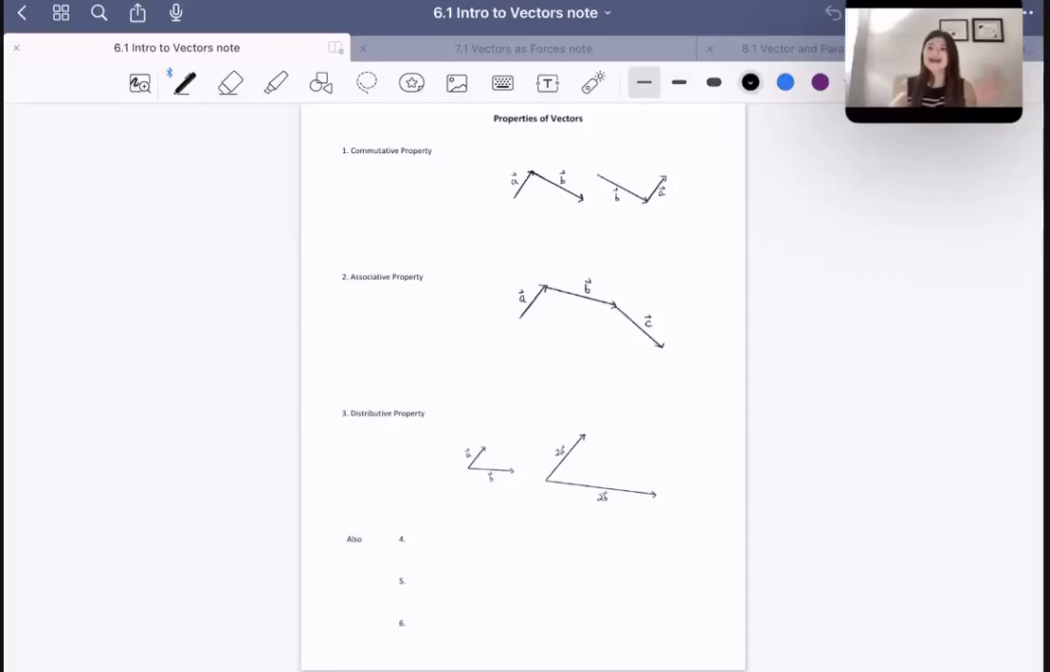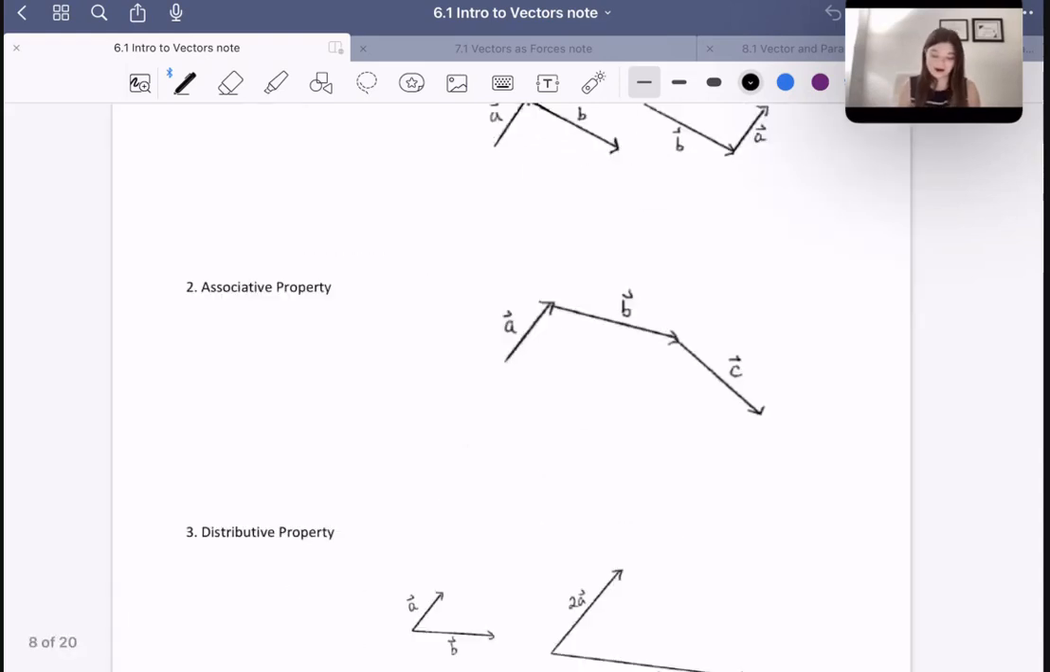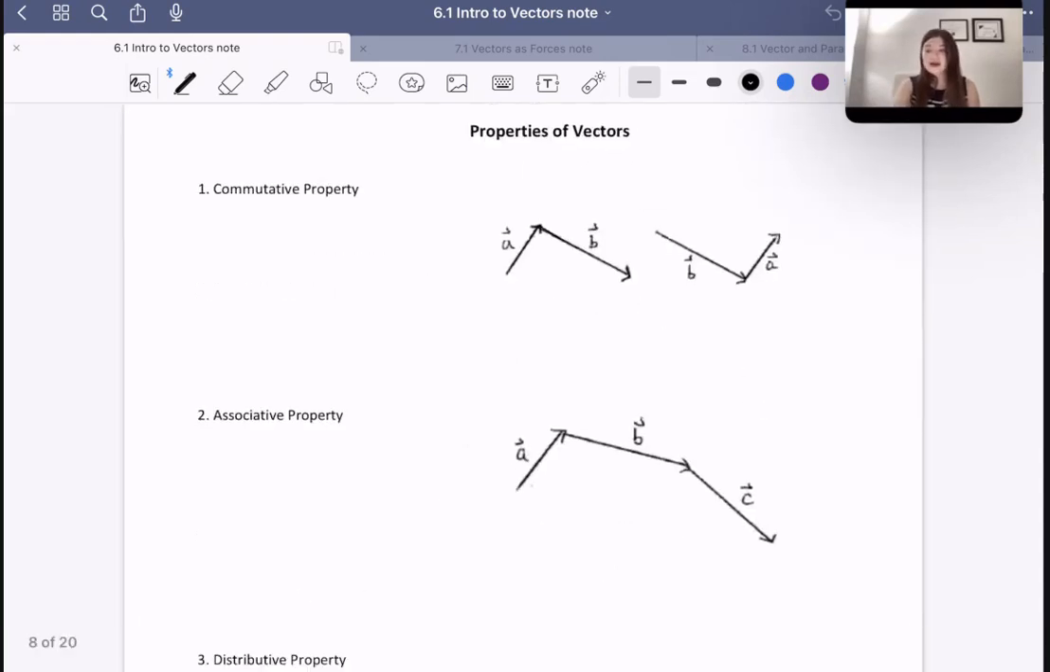Hello, everyone. Welcome back. Today, we're going to be talking about the properties of vectors. We're going to start with the commutative property, then the associative property, then the distributive property, and then even more great properties. So let's get going. These properties are not just to be memorized, they are also to be used and expanded upon as we work throughout this. So the first property is called the commutative property.